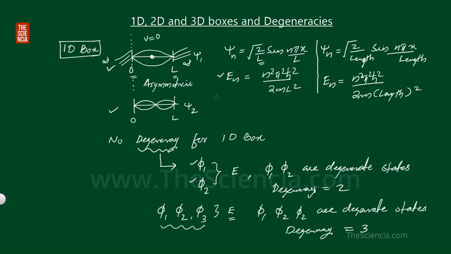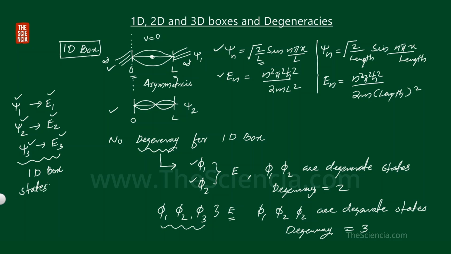Because you can see for each state, we can substitute psi 1. For psi 1 you will get a particular energy E1, and for another state psi 2 you will get another energy E2, and for another state you will get another energy E3. There is no overlapping of energies. Each state has a particular energy. That is why I am telling you that for the 1D box, states are non-degenerate.